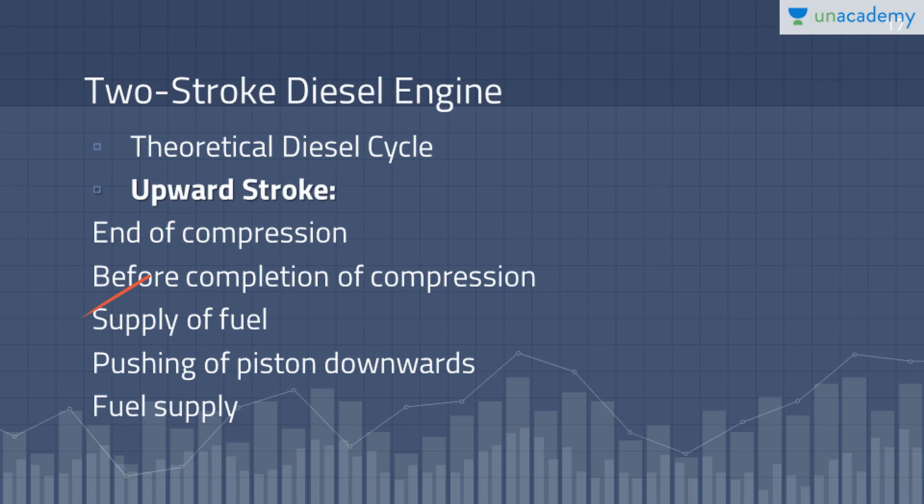I will show the PV diagram. The pressure and the temperature inside the cylinder are sufficient to burn the fuel. The supply of fuel continues. The high pressure gases try to push the piston downwards at constant pressure, and at a point the fuel supply is cut off. That is, after the compression from 1 to 2, at point 2 the fuel supply is cut off.